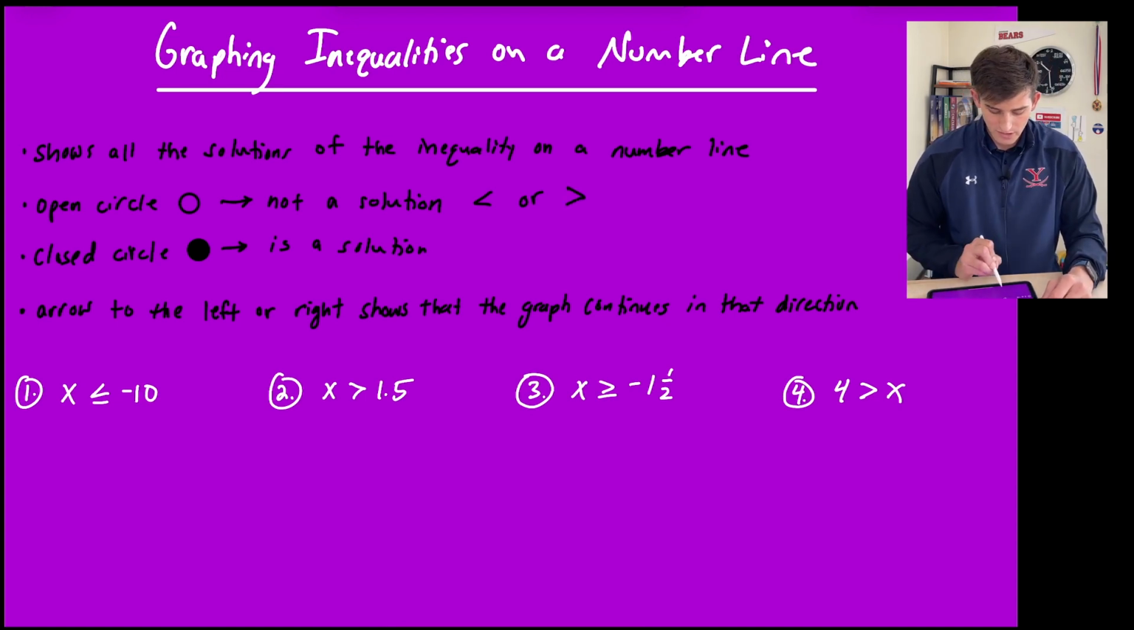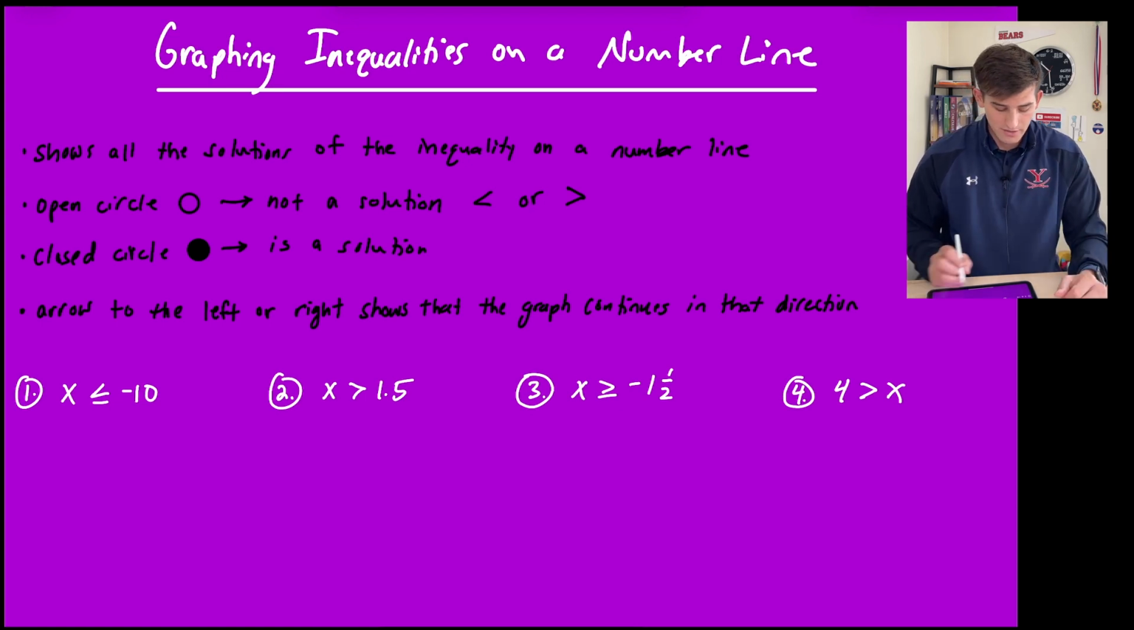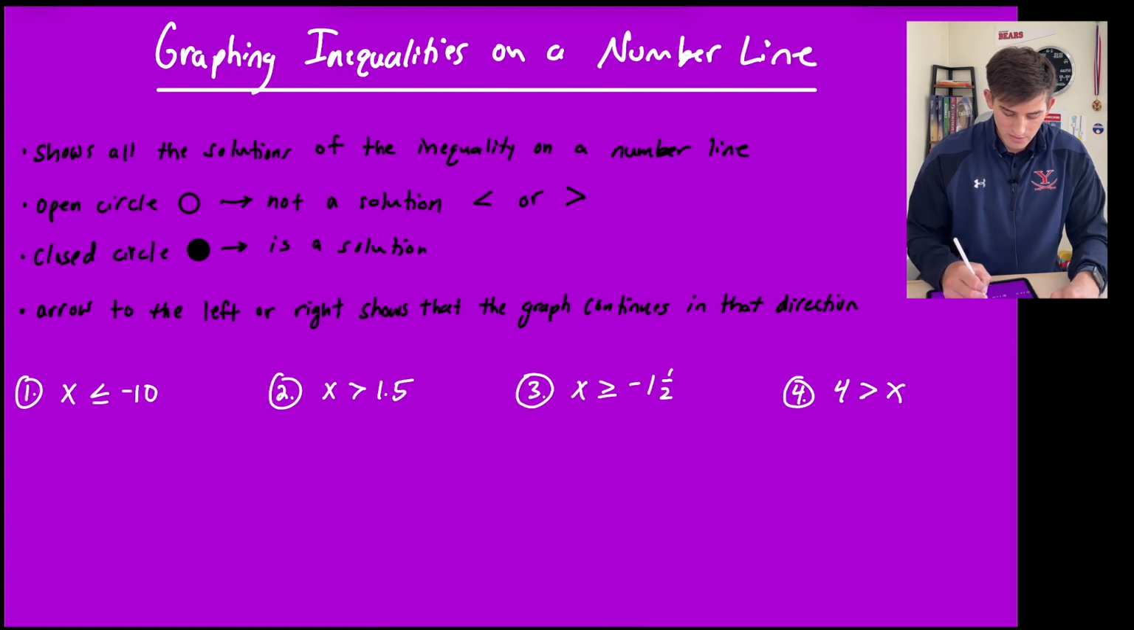Because if I look at number 2, x is greater than 1.5. So can x be 1.5? No, right? It has to be greater than 1.5. So because of that, I would put an open circle on 1.5, meaning I am not including 1.5 as one of my solutions. On the other end, a closed circle is going to be if I have less than or equal to or greater than or equal to.